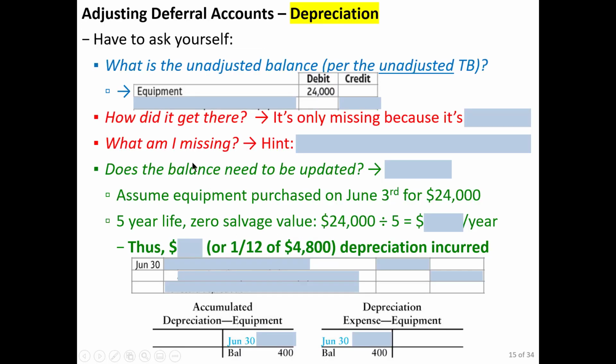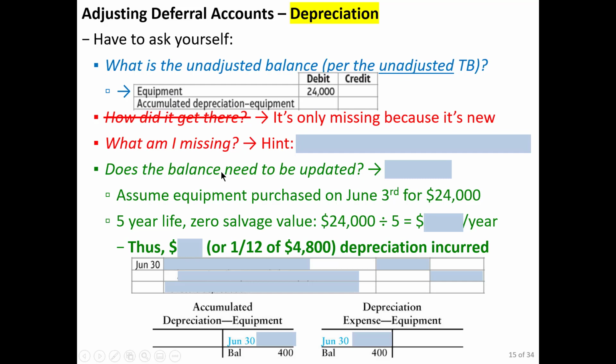So for depreciation, we have to ask ourselves, what is the unadjusted balance per the unadjusted trial balance? Currently, accumulated depreciation for equipment doesn't even exist. Usually, most businesses have some balance in there because they have been using their equipment. But the reason we don't have something in there is probably that it's new equipment. So we have to be very diligent and potentially add an account line item just to record this type of adjusting journal entry.